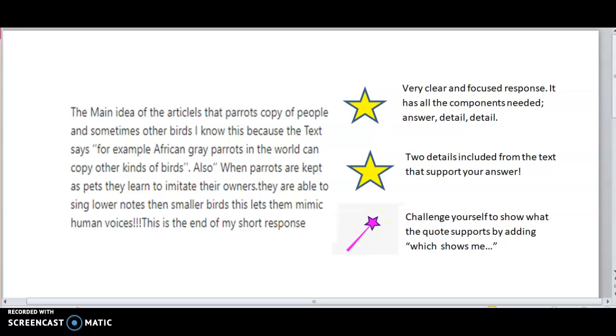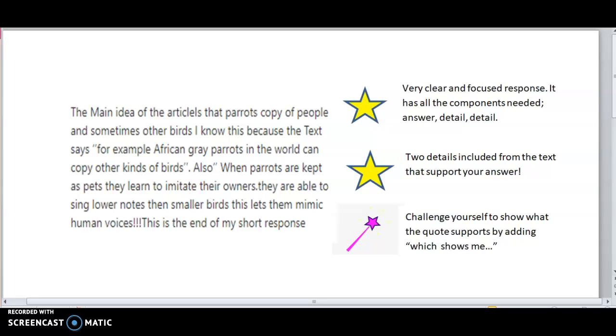"I know this because the text says, for example, African gray parrots in the world can copy other kinds of birds. Also, when parrots are kept as pets, they learn to imitate their owners. They are able to sing lower notes than smaller birds. This lets them mimic human voices."